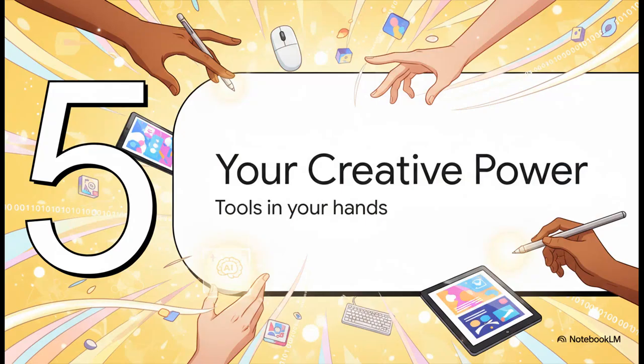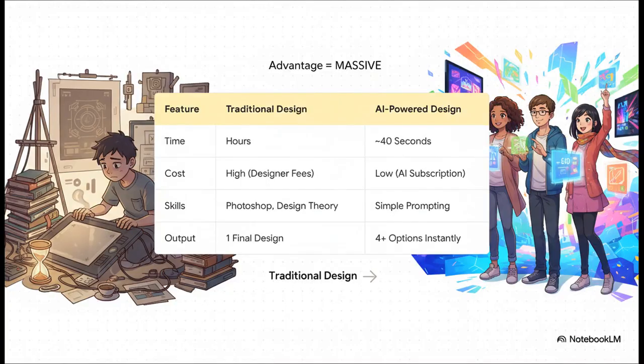So here's the big takeaway. All this creative power is here, right now. This isn't some far-off future tech. The tools, the techniques, everything we've just gone over, it's all in your hands, ready to use. Let's just put it side by side one last time because the difference is staggering. Traditional design took hours. AI takes about 40 seconds. Traditional design was expensive. AI is a low-cost subscription.